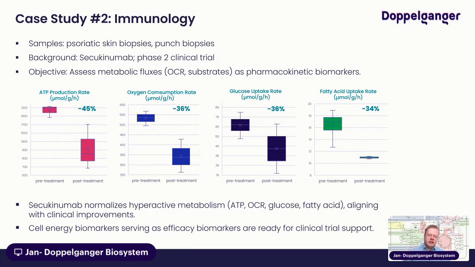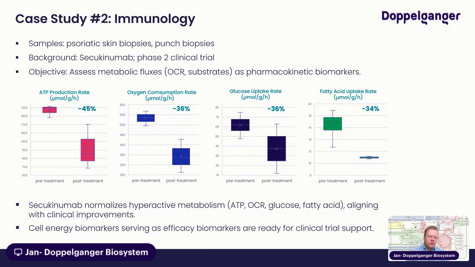So basically, inflammation takes a lot of energy. The energy requirement of constant and chronic inflammation processes is really significant. And through the secukinumab treatment, we can show that this really returns to normal. And we see the same for the glucose uptake rate. It's basically the same reduction we see for the oxygen consumption rate. The glucose uptake rate decreases, and the same is true for the fatty acid uptake rate.